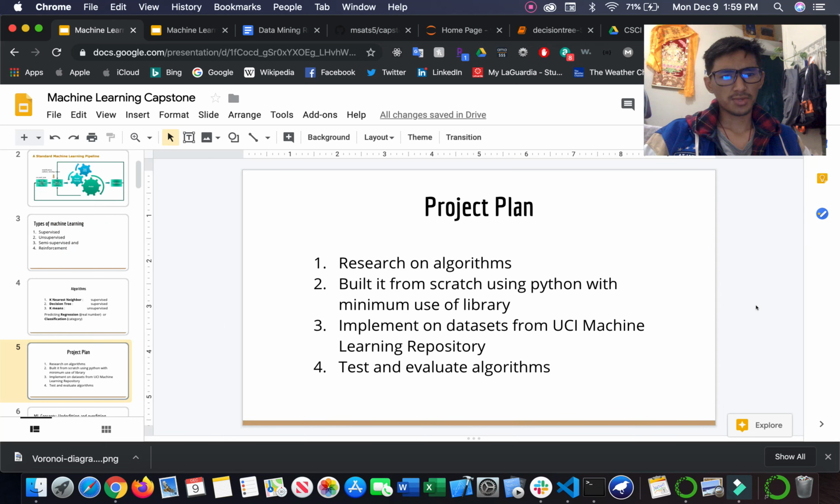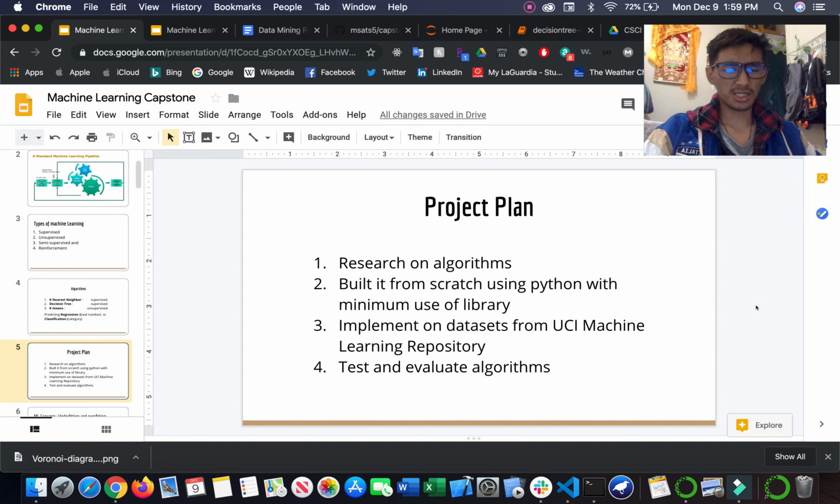The project plan is to research the algorithms, how exactly they work, what the math behind them is, and try to build them from scratch using Python with minimal use of libraries. You could build it without using pandas and numpy, but I try to use the numpy and pandas libraries as well. But you're not allowed to use scikit-learn, which you usually use if you don't want to build from scratch, because it contains all the machine learning algorithms. To build it, you need a dataset, and the dataset we're using is from the UCI machine learning repository.